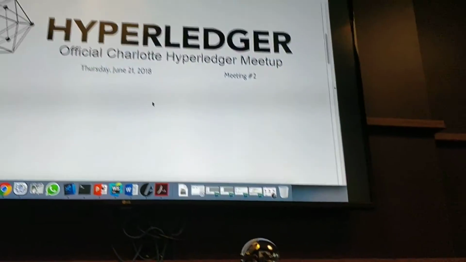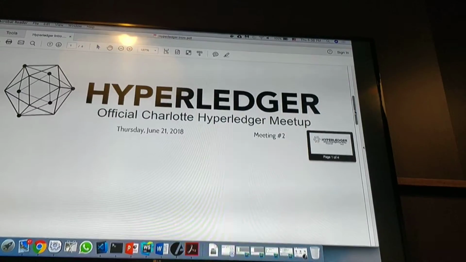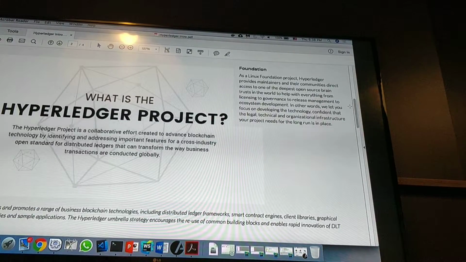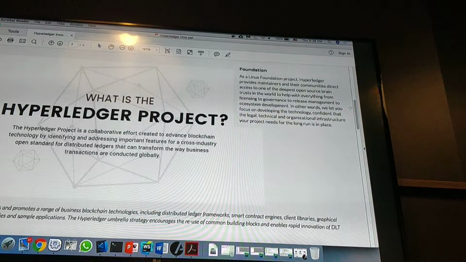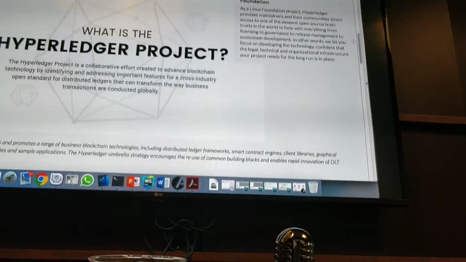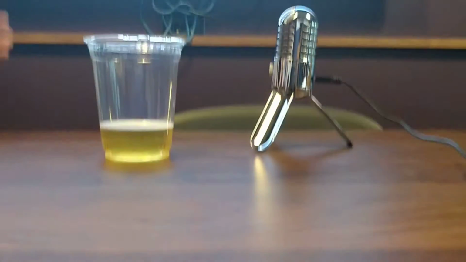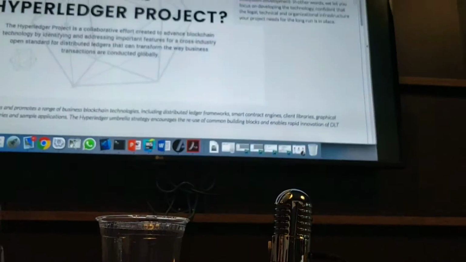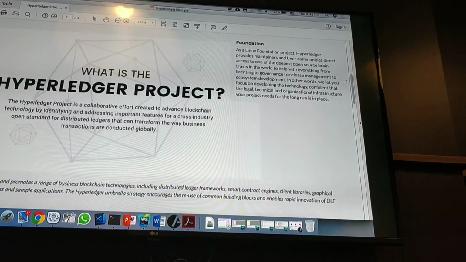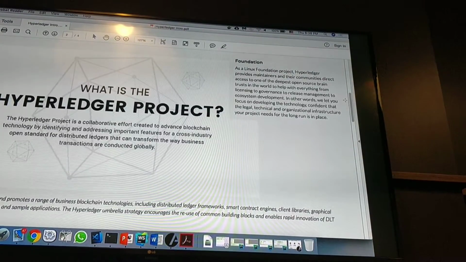I'll give you an introduction about this platform first of all. So, first of all, what is Hyperledger? Hyperledger is a foundation. It's a Linux foundation. Hyperledger is a group under Linux Foundation, which has several platforms, several projects related to blockchain.